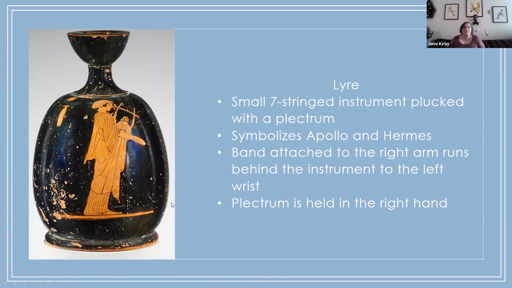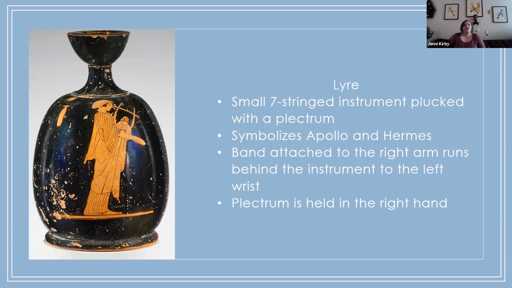So we have the lyre over here. It's a small 7-stringed instrument that is plucked with a plectrum. That would usually be made of ivory or wood, a piece probably about that big that you would use to either pluck or strum the strings. The lyre was synonymous with Apollo and Hermes, and Apollo's the god of the sun. He's the god of reason and all things warm and knowledge, those types of things we think of when we think of the lyre.